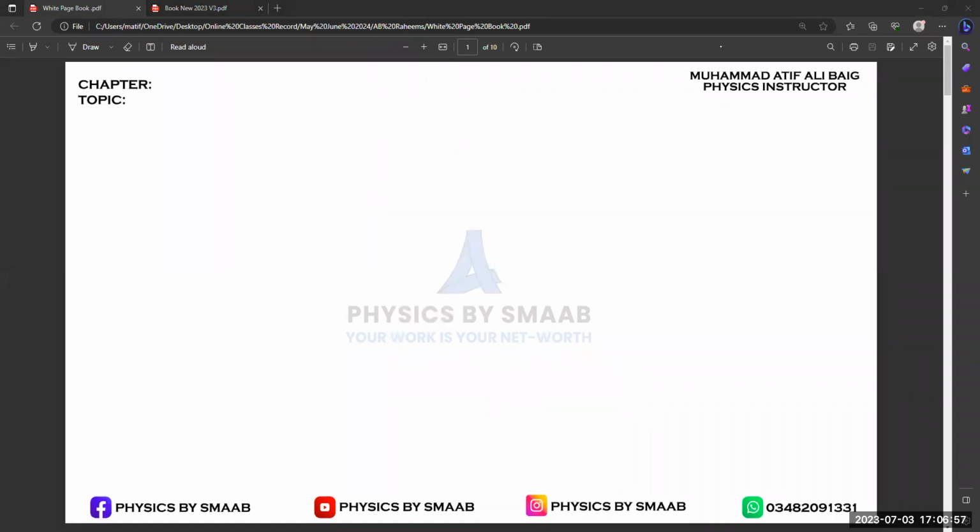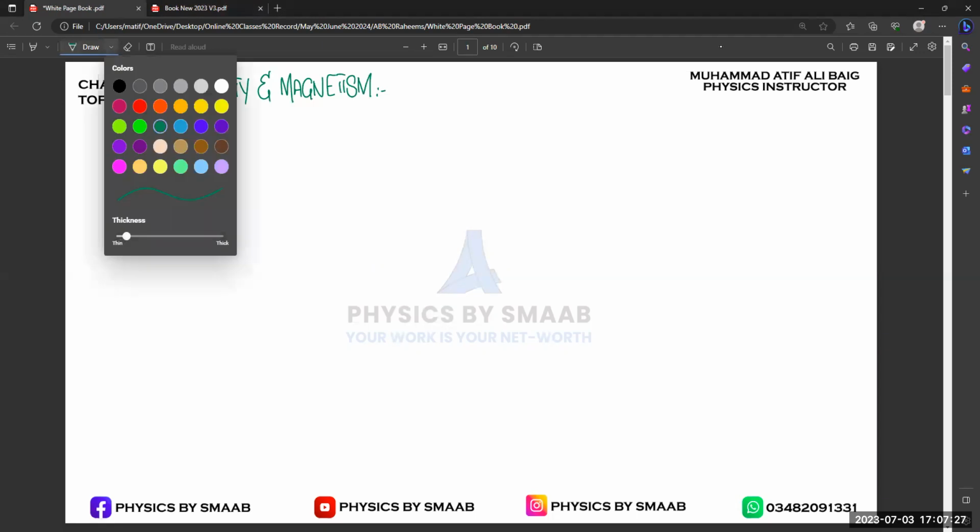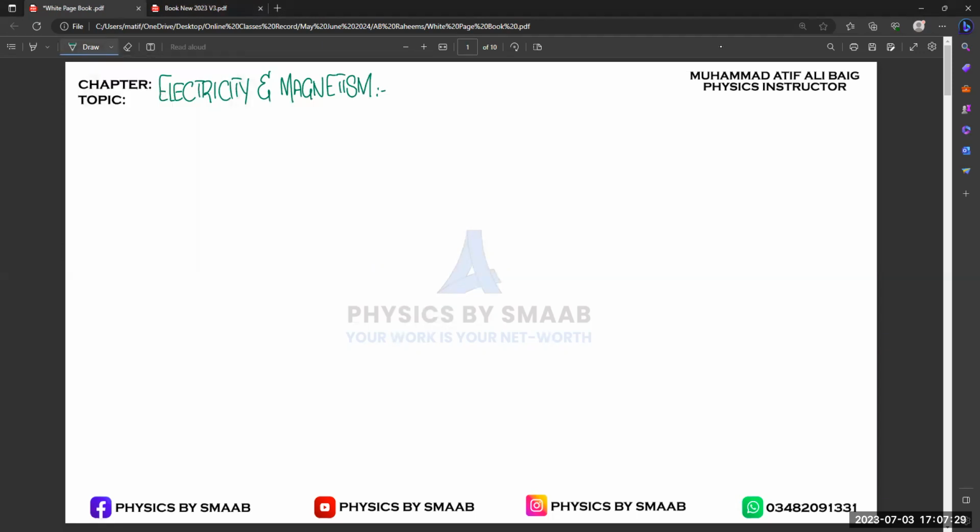First, we are going to start with magnetism, the electricity and magnetism section. In the electricity and magnetism section, we have static electricity, properties of magnets, then current electricity, and practical electricity. So these are the topics which are included in this section.